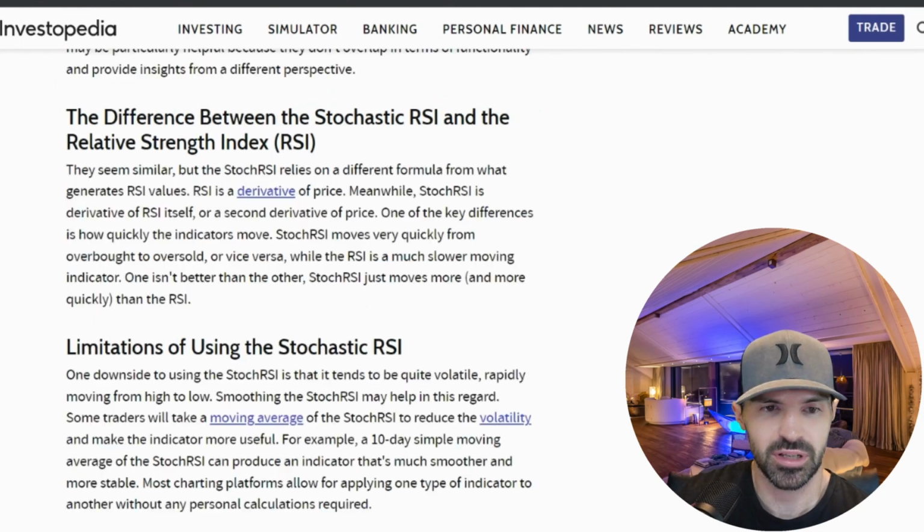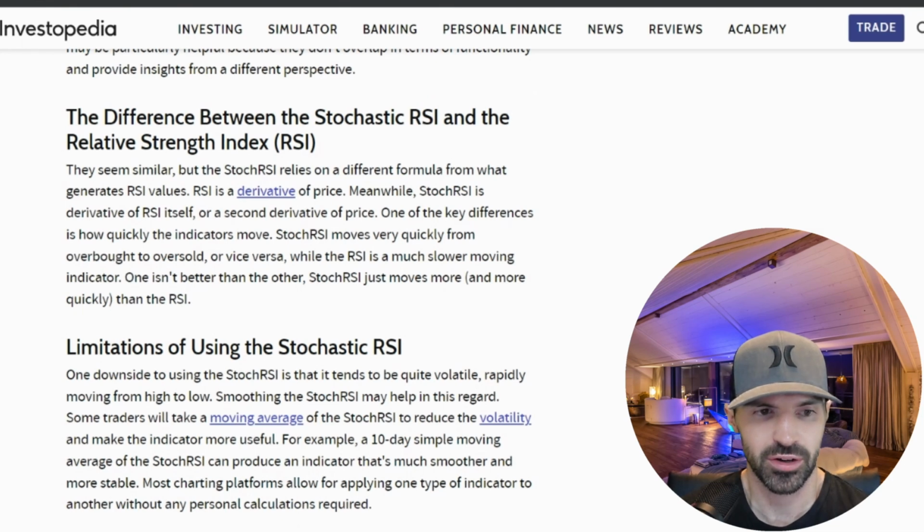The difference between the stochastic RSI and the relative strength index: they seem similar, but the stochastic RSI relies on a different formula from what generates RSI values. RSI is a derivative of price. Meanwhile, stochastic RSI is a derivative of the RSI itself, or a second derivative of price.